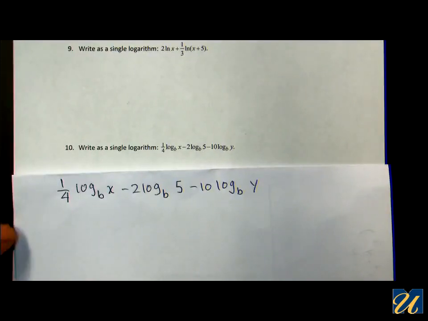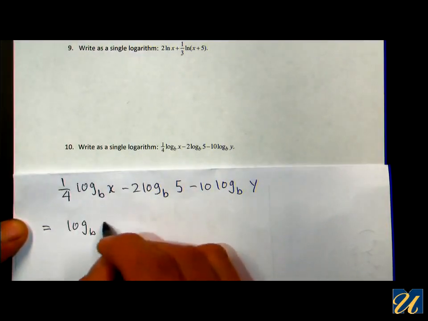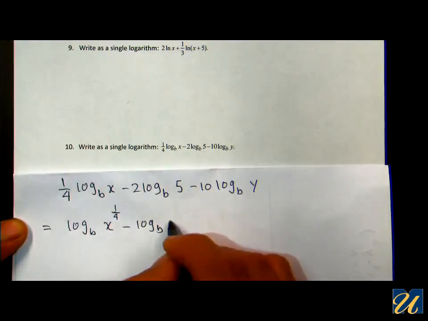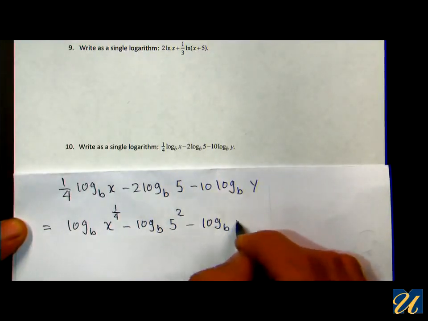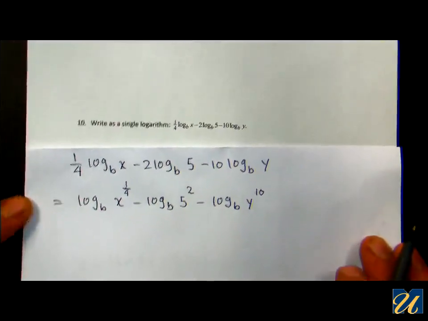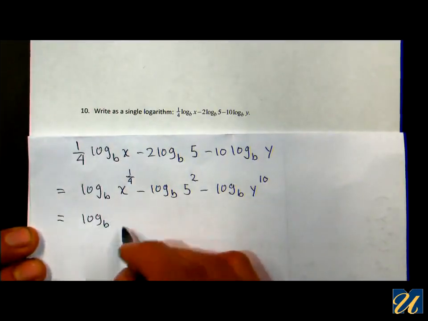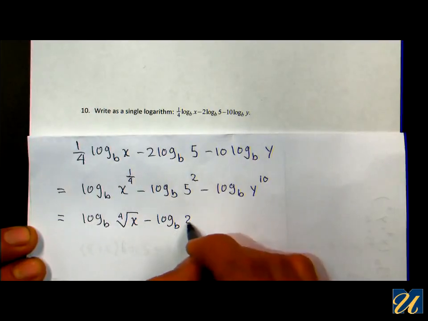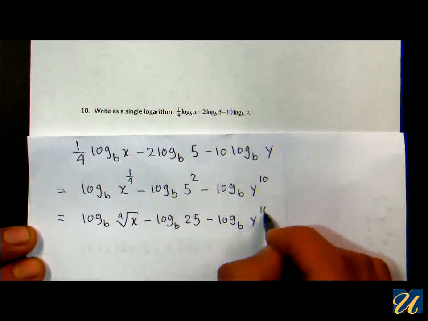As before, we can take care of the multipliers and make them exponents. So we can say that this is equivalent to log base b of x to the 1/4, minus log base b of 5 to the power 2, and then minus log base b of y to the 10th. And we might as well do some easy simplification while we can, before we use more properties. 1/4 power means 4th root. And of course 5 squared is 25, so let's just put a 25 there in its place. And we'll just copy this one down, log base b of y to the 10.